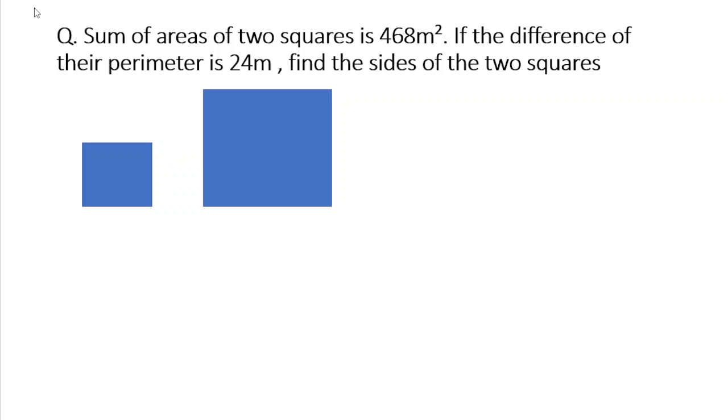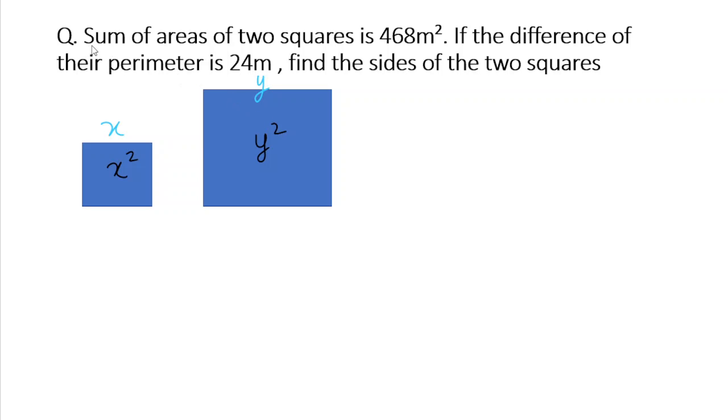I've taken one square as the smaller one and the other one as the bigger one. Now let us take the side of the smaller square as x and the side of the bigger square as y. Since we are talking about areas, the area of a square is given by side into side, that is side square. So the area of the smaller square is x square, and the area of the bigger square is y square.